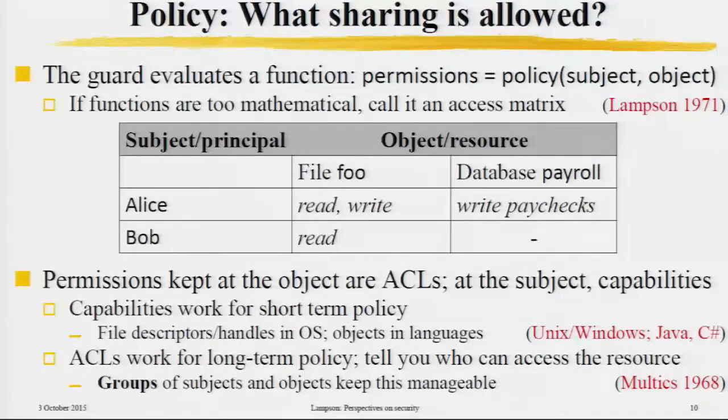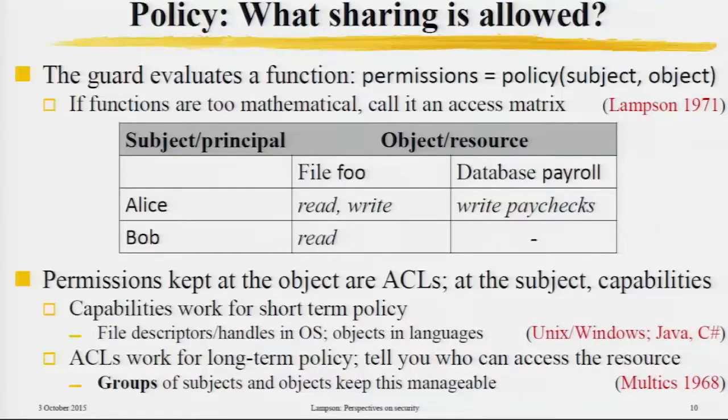There's a number of different ways to interpret this. The classic ones are with capabilities or with access control lists. So if you keep the permissions with the object, then you have access control lists. If you keep the permissions with the subject, you have capabilities. And both of these have been very successful, but in different domains.